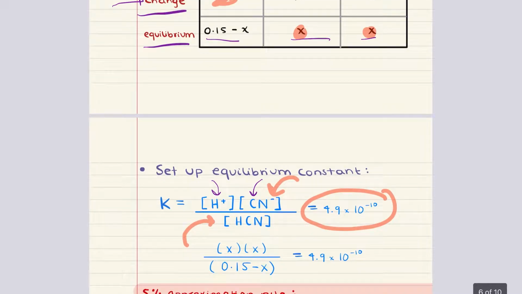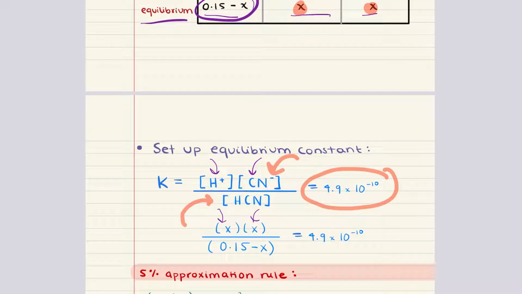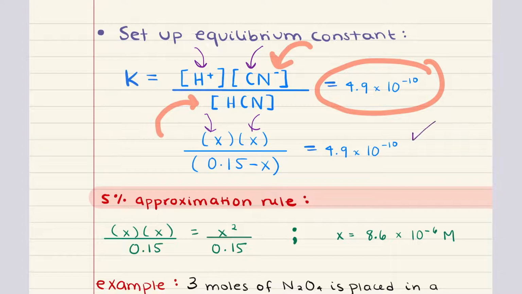So the concentrations of hydrogen and cyanide ions can be replaced with X's, and then our concentration for hydrogen cyanide can be replaced with 0.15 minus X. Now, this is actually a very complicated calculation to do, especially if you do not have a calculator. And we all know in the MCAT, we don't have calculators.